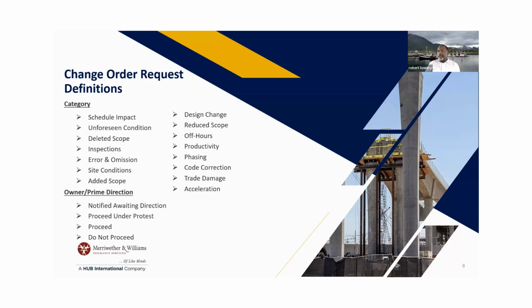Great. So the other options we're talking about are owner or prime directions: notify, waiting for directions. Like I said, proceed under protest. Proceed, do not proceed. Those are some of the others.